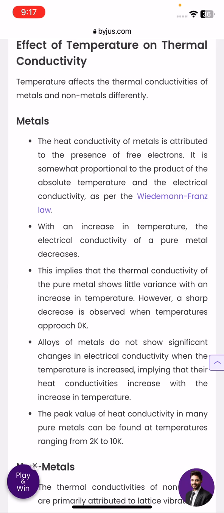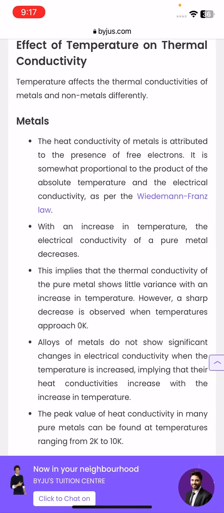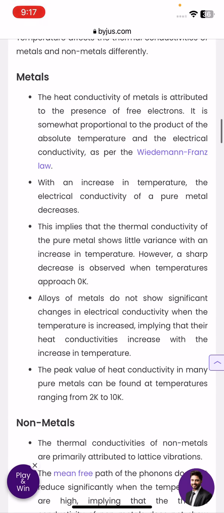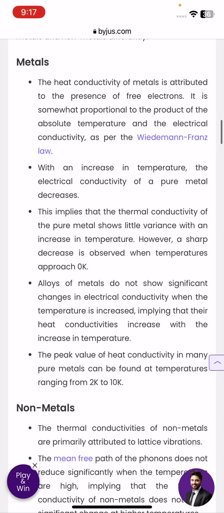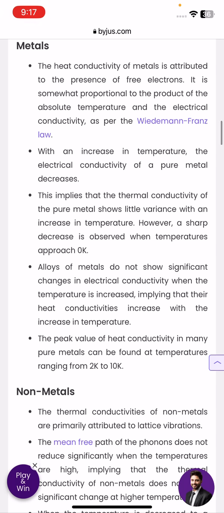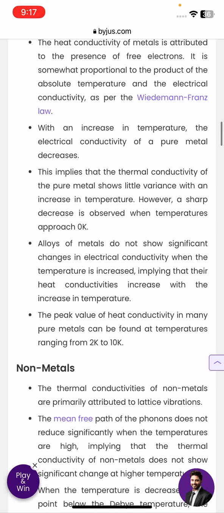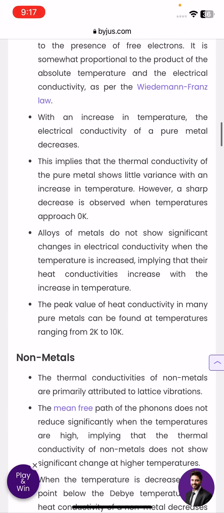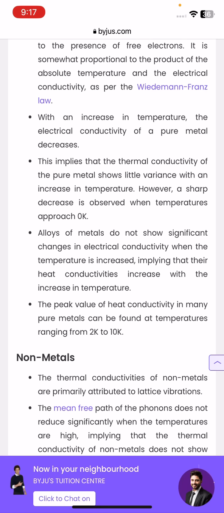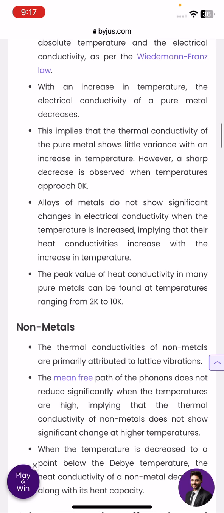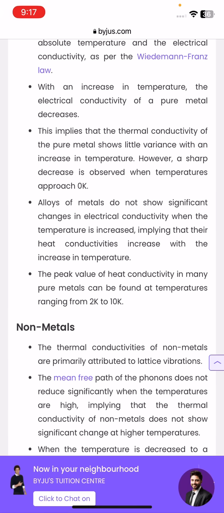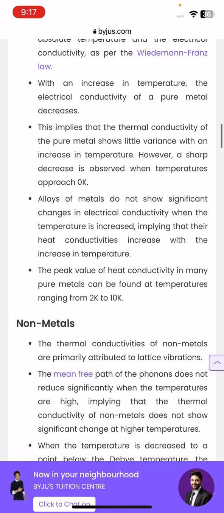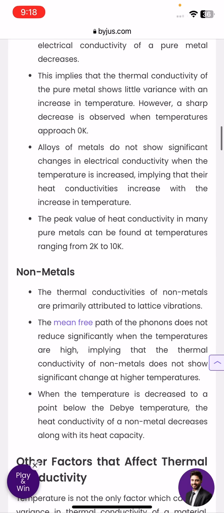Metals. The heat conductivity of metals is attributed to the presence of free electrons. It is approximately proportional to the product of the absolute temperature and the electrical conductivity as per the Wiedemann-Franz law. With an increase in temperature, the electrical conductivity of a pure metal decreases. This implies that the thermal conductivity of a pure metal shows little variance with an increase in temperature. However, a sharp decrease is observed when temperature approaches 0 K.